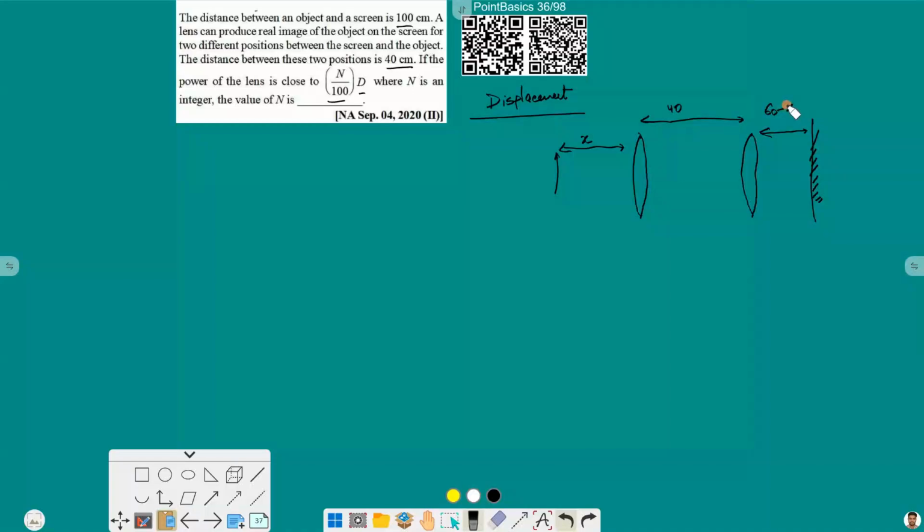So let's start with the first one. For this lens, we can write using the lens formula that 1 by v plus 1 by u is equal to 1 by f.